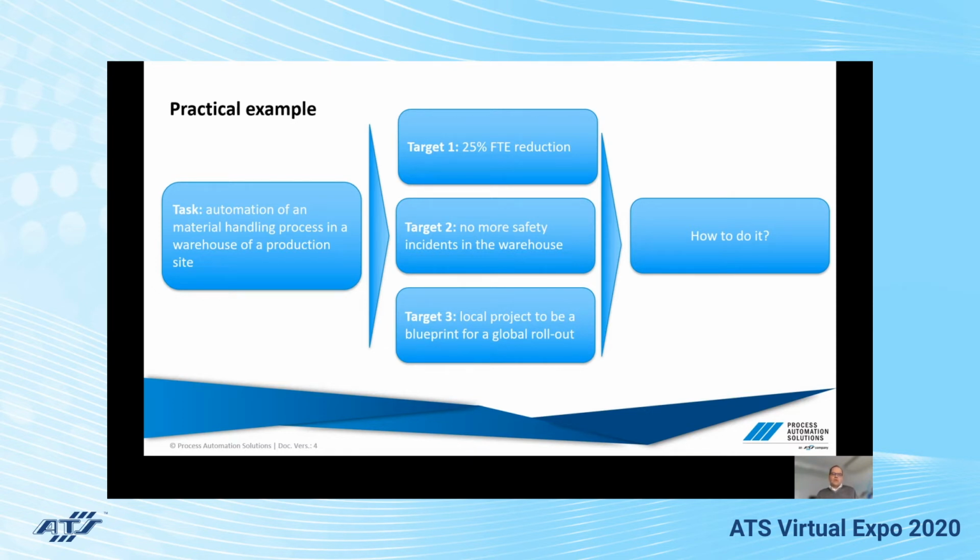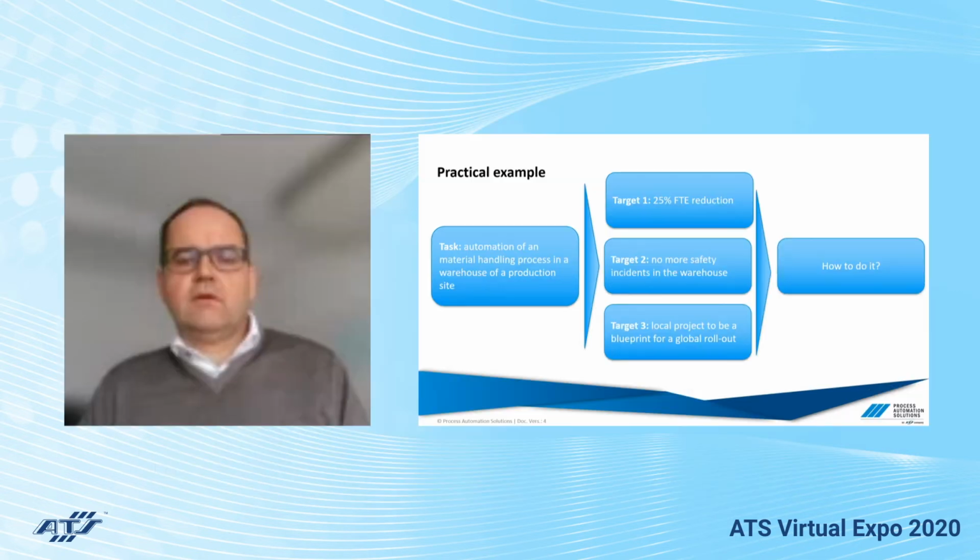The customer would like to automate this process, and he has clear targets on what he would like to reach with it. Target number one, he would like to reach a 25% headcount reduction with that. Very ambitious. Target number two, he would like to get rid of safety issues and safety incidents that he had lately in the warehouse there. And number three, it's a local project and it's in a global setup, and it should be a blueprint for a global rollout. How would we approach this one?